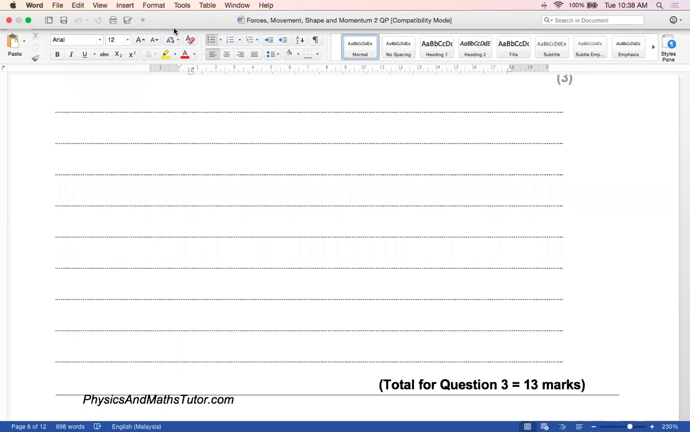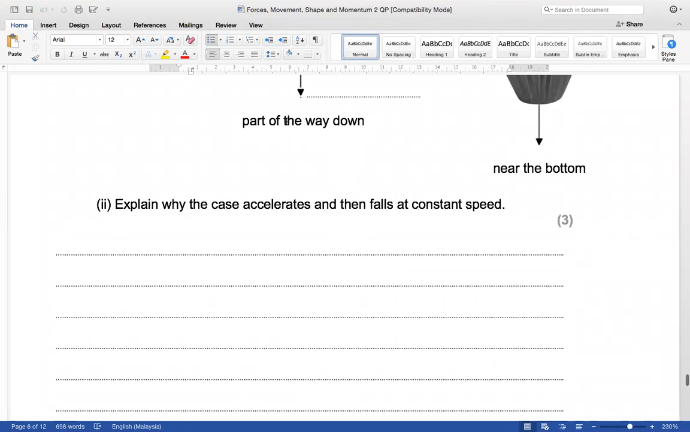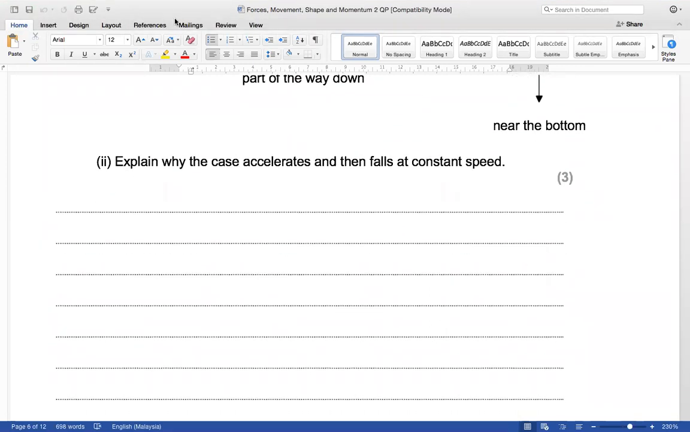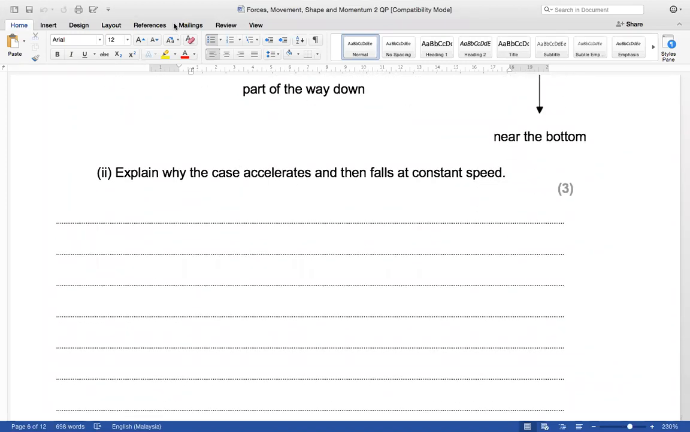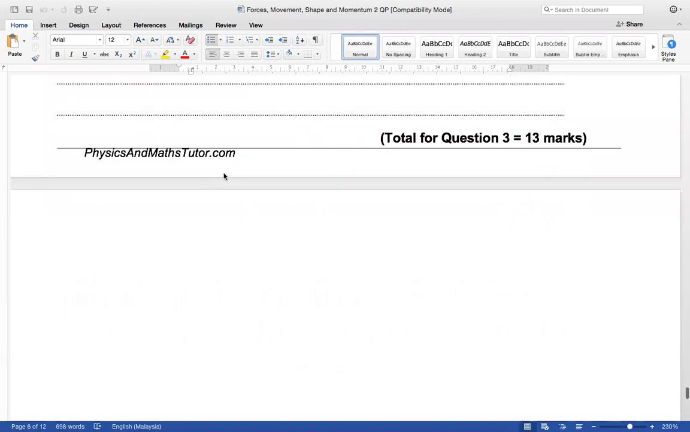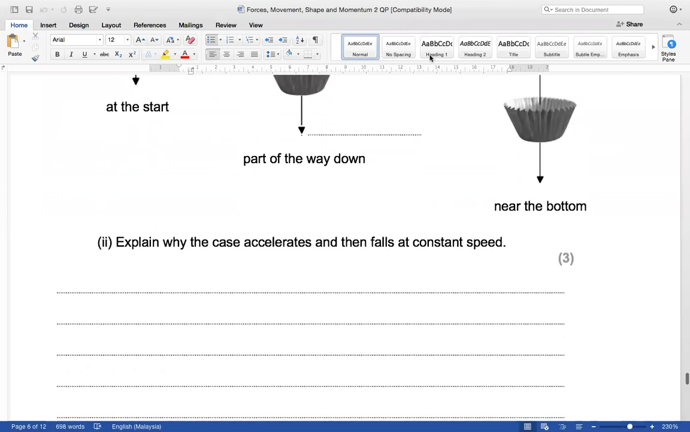Okay, anyone has any questions so far? Okay, let's go to the last question then. Explain why the case accelerates and then falls at constant speed. Okay, anyone wants to try?